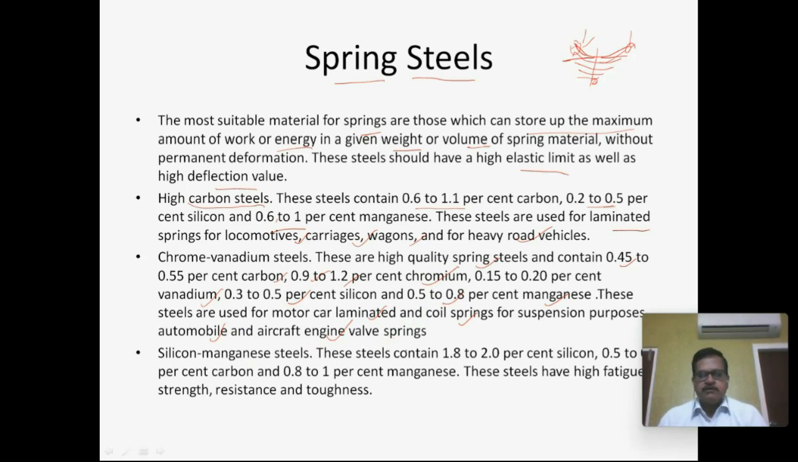Next, silicon manganese steel. These contain 1.8 to 2% silicon, 0.5% carbon, and 0.8 to 1% manganese, and these have high fatigue strength, resistance, and toughness.